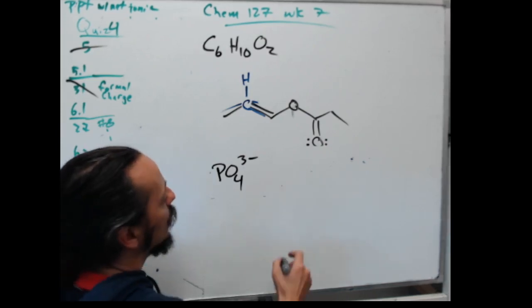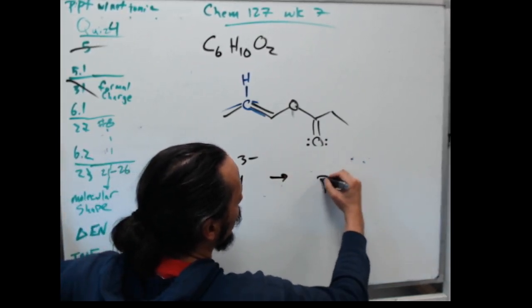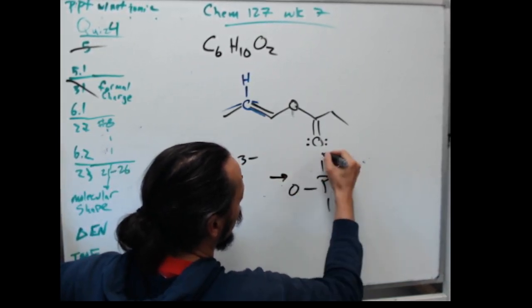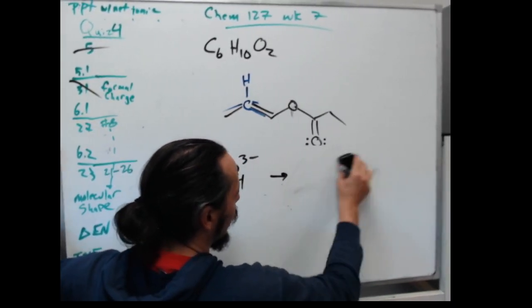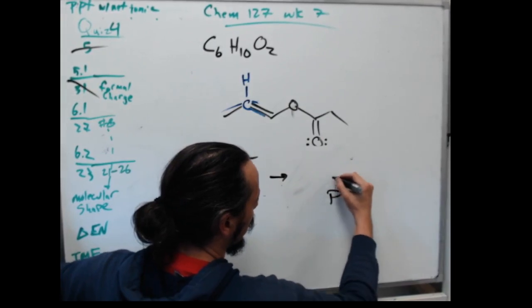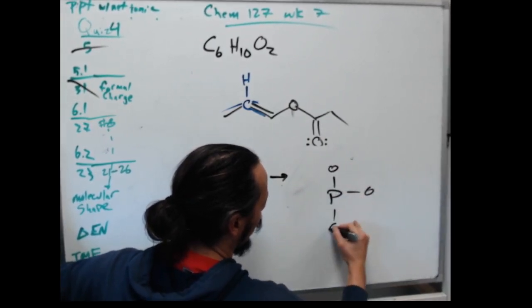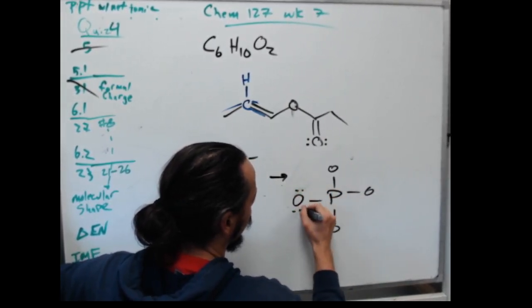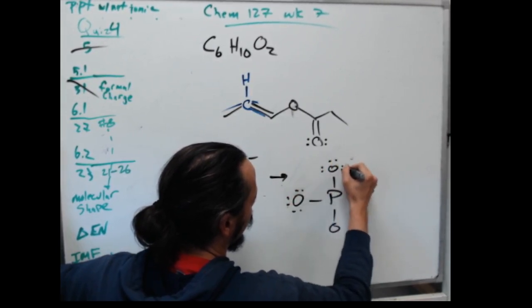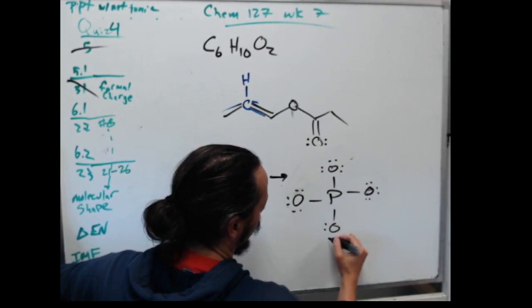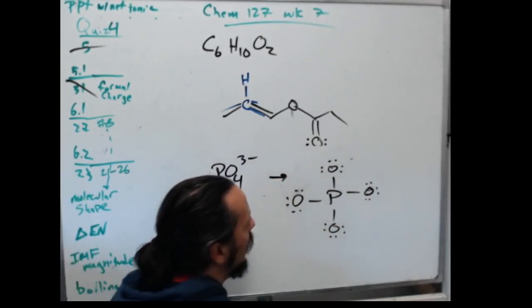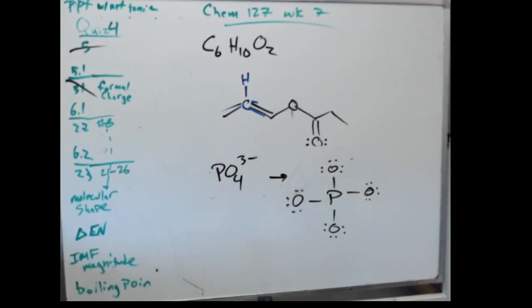What's the good structure look like? I could draw phosphorus like this. I didn't give myself enough space with that other oxygen there. Hang on. Right? And this could be a fine Lewis structure.